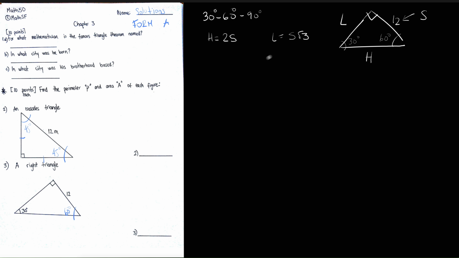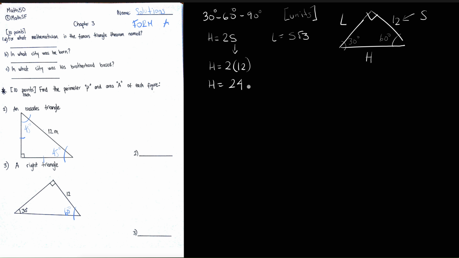So how am I going to find the next side? Well, I know the short side, therefore I can find the hypotenuse. So the hypotenuse should be equal to twice the short side, which is 12. Then the hypotenuse is equal to 24. There are no units in here, just be aware that you're going to have units.